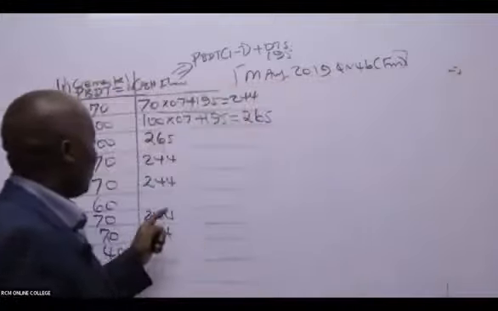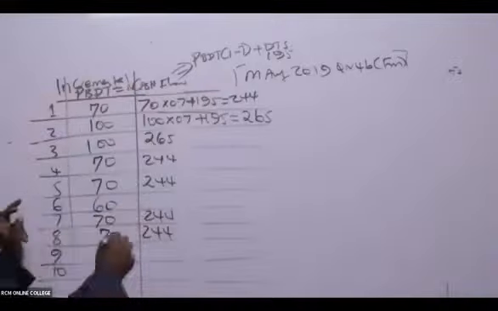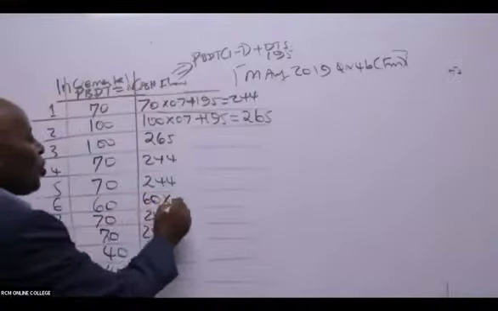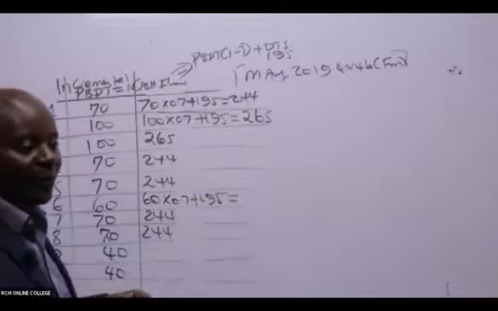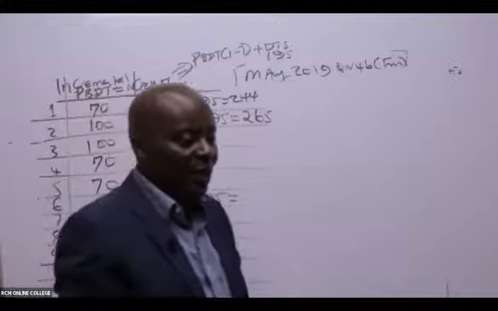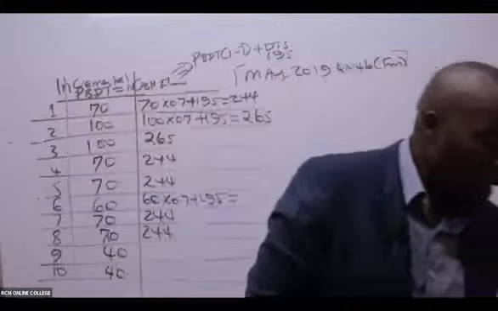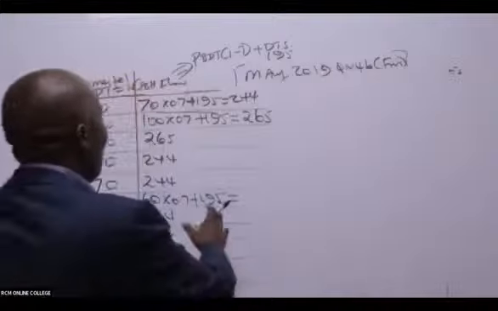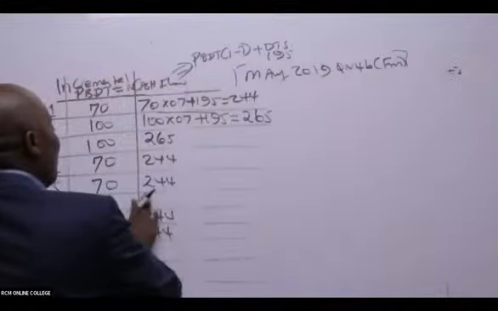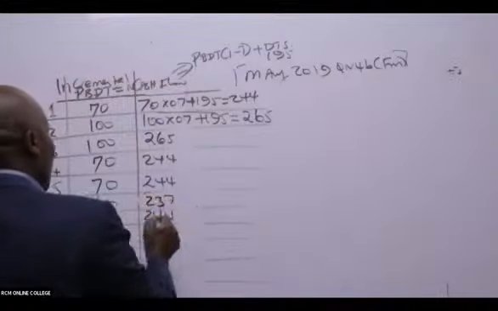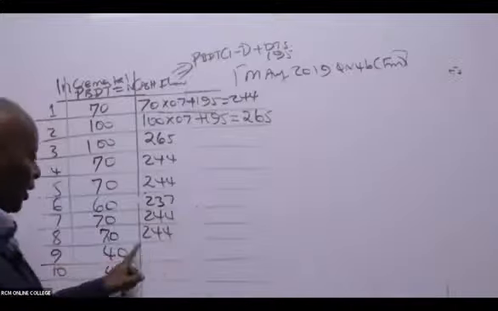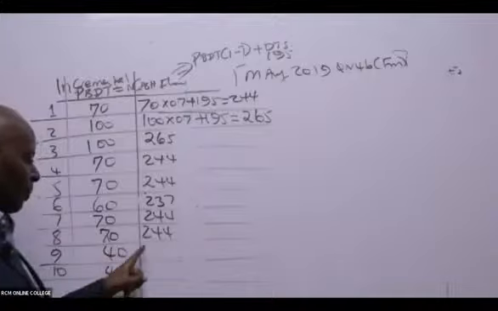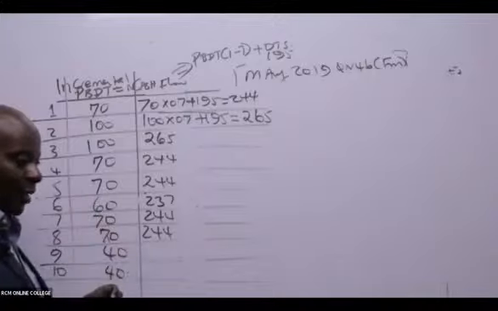How about this one, somebody? Is there somebody who can give me this one of 60? Because it will be 60 times 0.7 plus 195. Are you able to give me that figure? 237, they are telling me. We have an answer for the 60, it is 237. How about for the 40? 40 less tax, 40 times 0.7 plus 195.